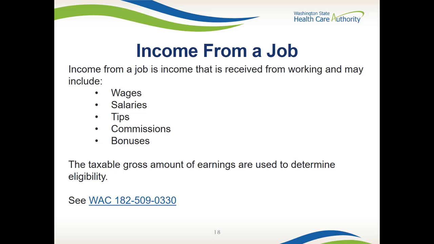Now let's review income from a job. What is income from a job? Income from a job is income that is received from working and may include wages, salaries, tips, commissions, and bonuses. Wages and salaries also include sick pay, annual leave, and severance pay. Mileage reimbursement or similar non-taxable reimbursements are not included. Income from a job is reported on line 7 of the IRS Form 1040.